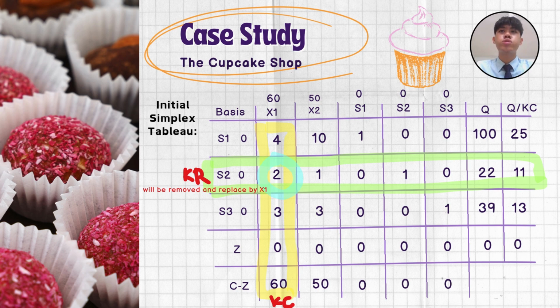Next, we should choose our key row by using Q divided by KC, and the answer with the smallest value will be the key row. So for this case, it will be 11. So I'll highlight the whole row with green color. The intersection point of key row and key column will be the key element, which I circle with blue color, and the answer will be 2. Now, we have all the values we needed, and we can now form the next tableau.